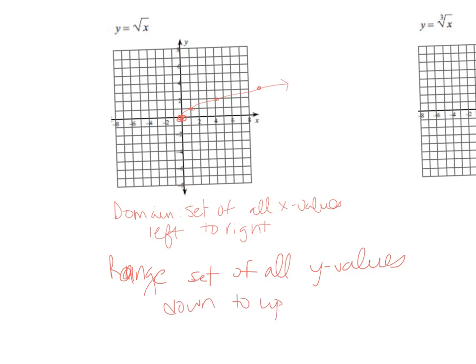So the domain in this case, notice the farthest left that this graph goes is 0, 0. So looking at that x value 0, our domain is from 0, and it keeps going to the right forever and ever, so from 0 to positive infinity. Our range, our lowest y value is also 0, and it keeps going up forever and ever. Your domain and range will not always be the same. We'll look at some examples where they're not.